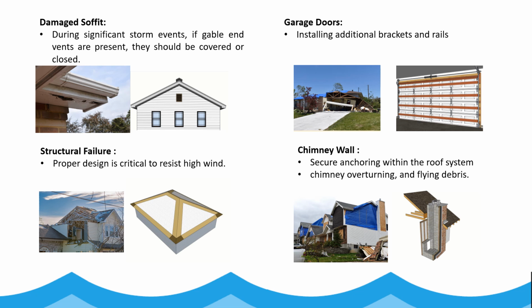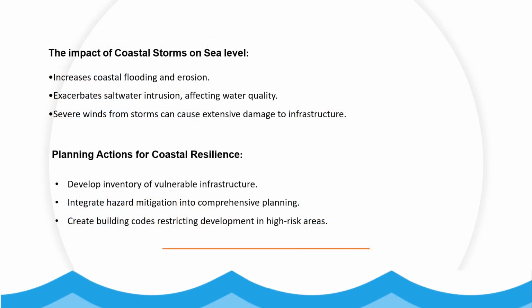Here is the summary of the wind and storms-related resilience actions from the HUD Toolkits guides. What is the impact of coastal storms and sea level? First one is increased coastal flooding and erosion. And the second one is severe winds from the storms can cause extensive damage to infrastructure.